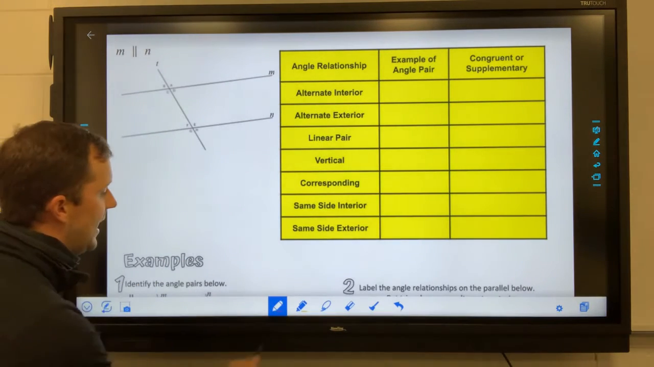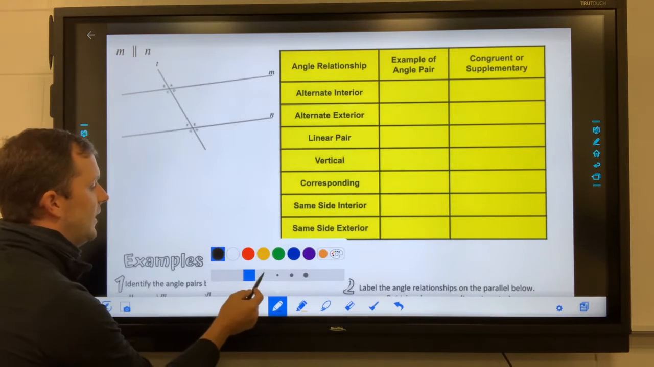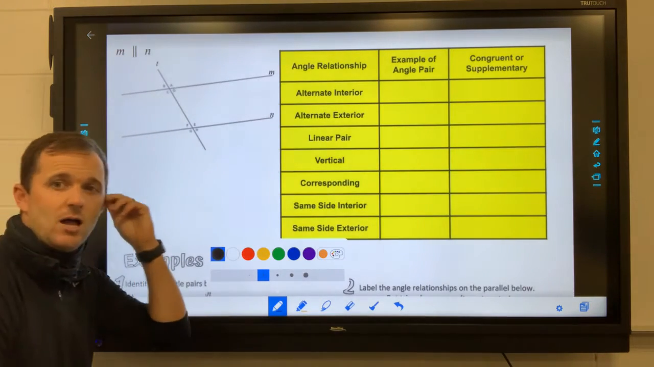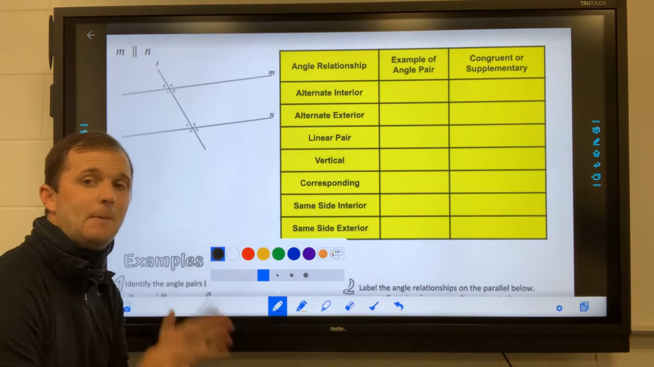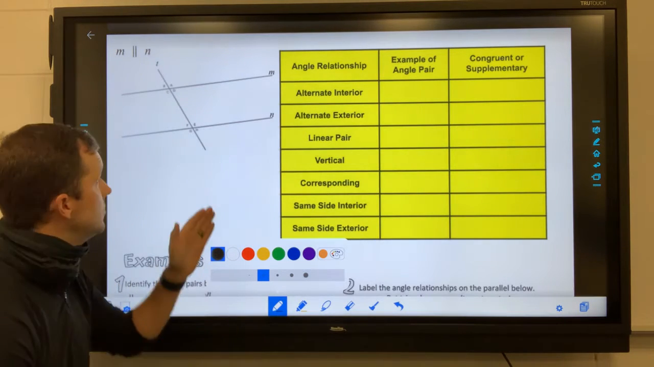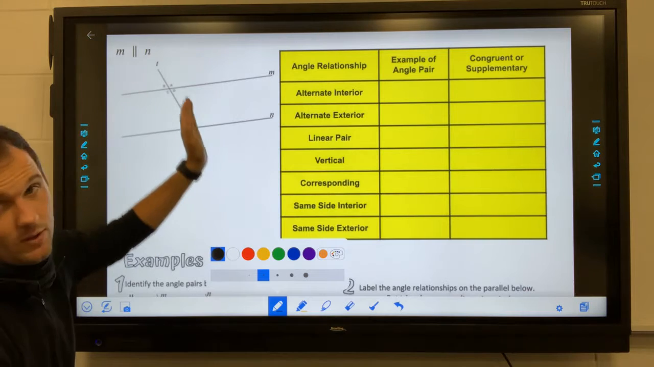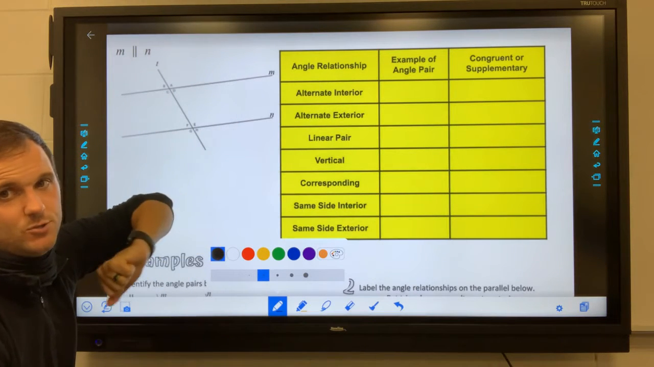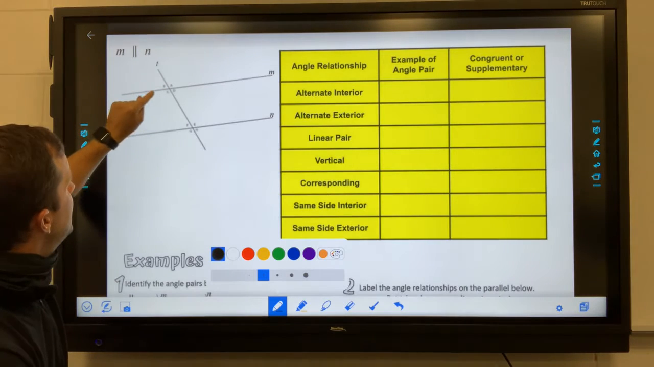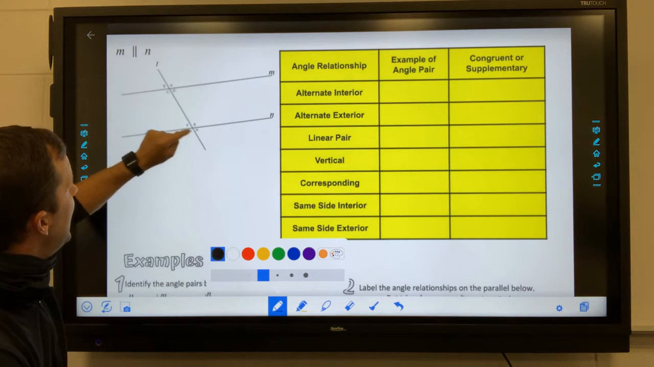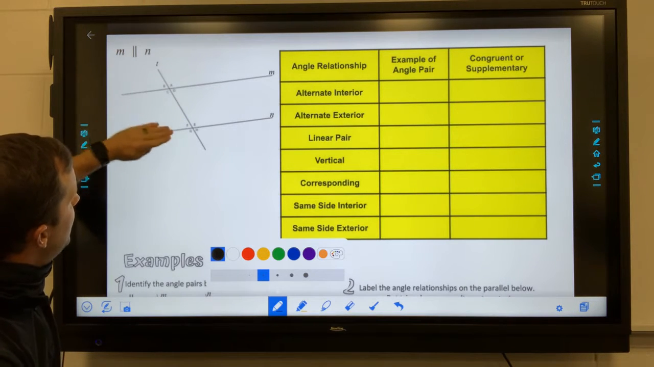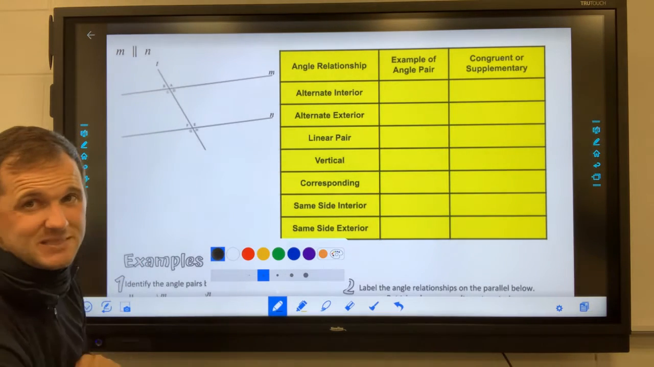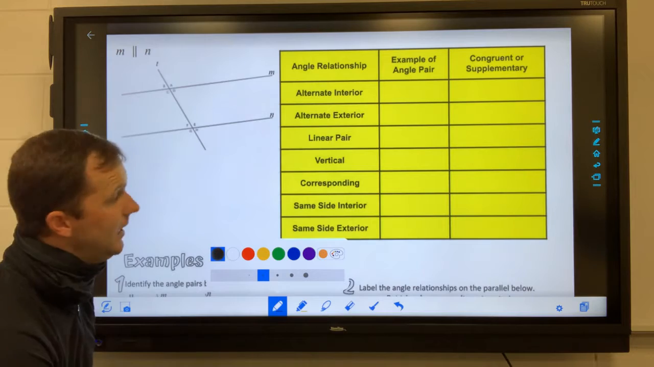The first thing I'm looking at is what it means when I say alternate interior, okay? When I say alternate, that means opposite sides of your transversal. I have this transversal going through it, and I'm talking about the angles that are on opposite sides of the transversal from each other. So B and A, C and D, F and E, G and H: all of these are on one side, all of these are on the other side. Those are alternate to each other, meaning on opposite sides of that transversal, okay?